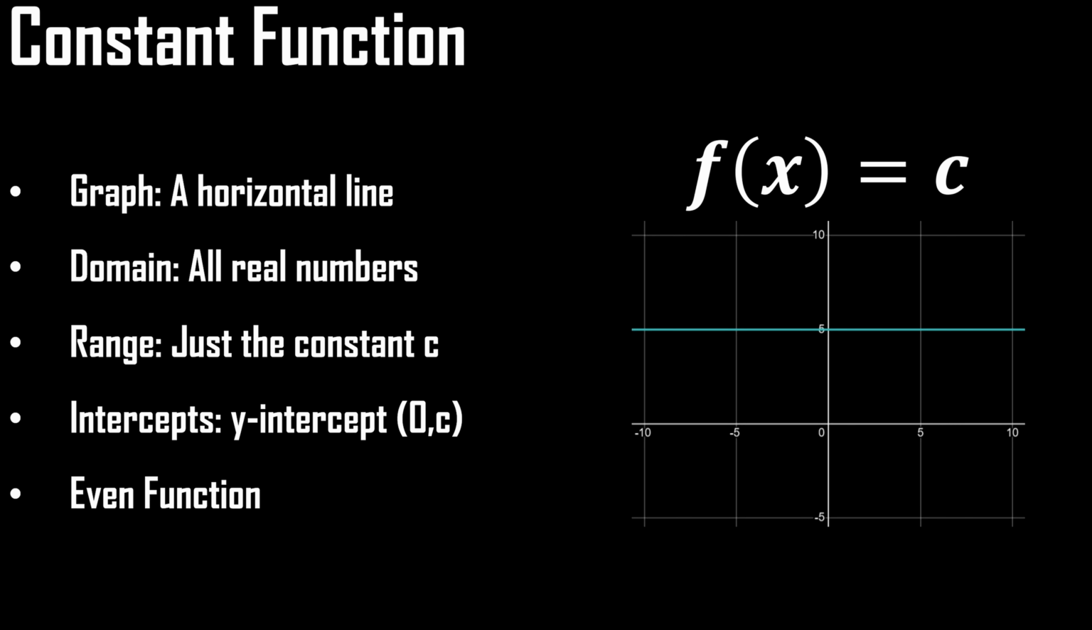We'll start with the constant function, f of x equals c. In the case of the graph shown, c equals 5. The graph is a horizontal line with a domain of all real numbers. The range is just the constant c. The y-intercept is at (0, c), and it is an even function. A real-world example would be a flat rate subscription service.